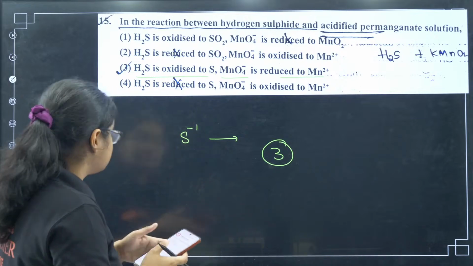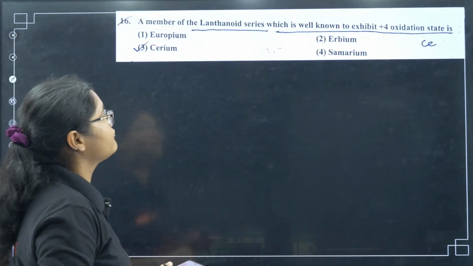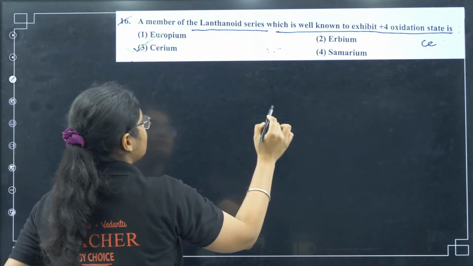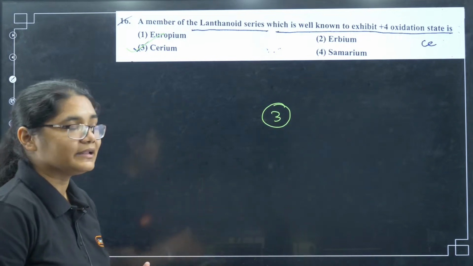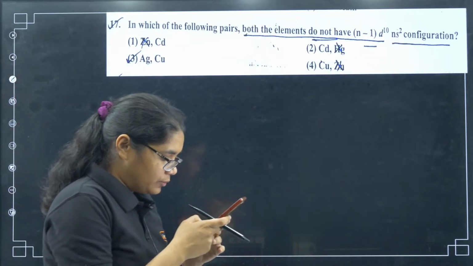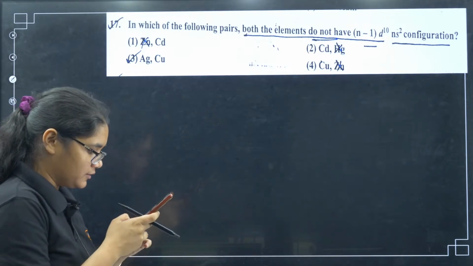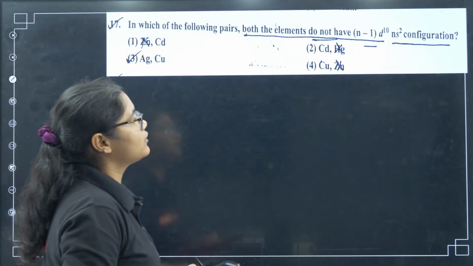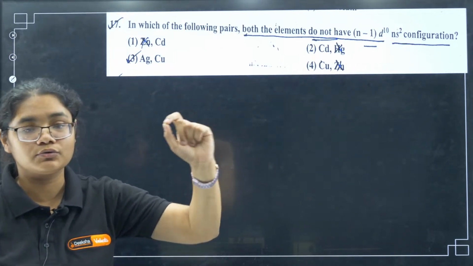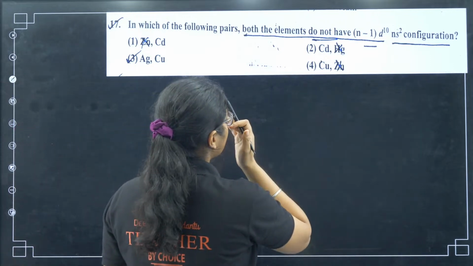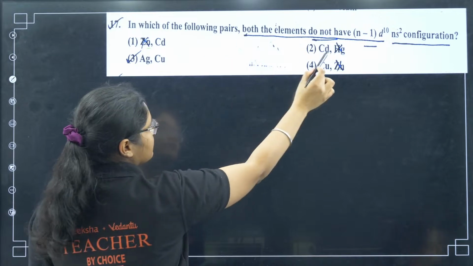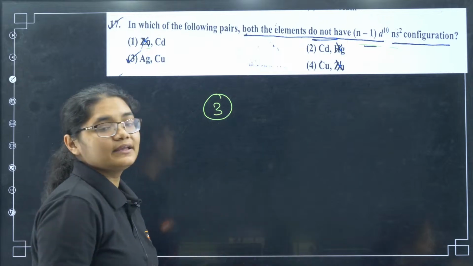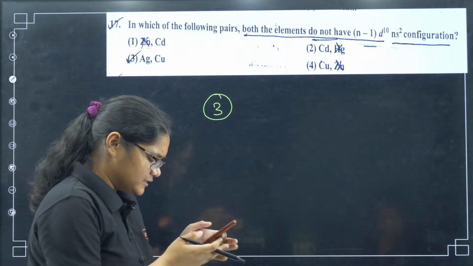Okay. Next, moving to question number 16, the member of the lanthanide series which is well known to exhibit the +4 state is cerium. Why? Because in the +4 oxidation state it gets a noble gas configuration. Next, question number 17: which of the following does not have (n-1)d10 and ns2 configuration? Copper and zinc everywhere will have d10 and ns2 configuration, so that is not it. The one which is not having it is option 3, because it has the Ag and Cu configuration.